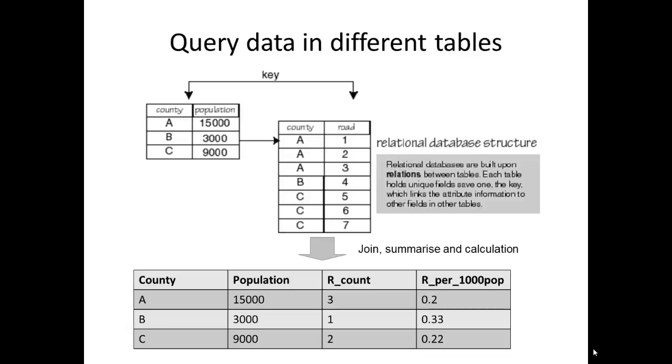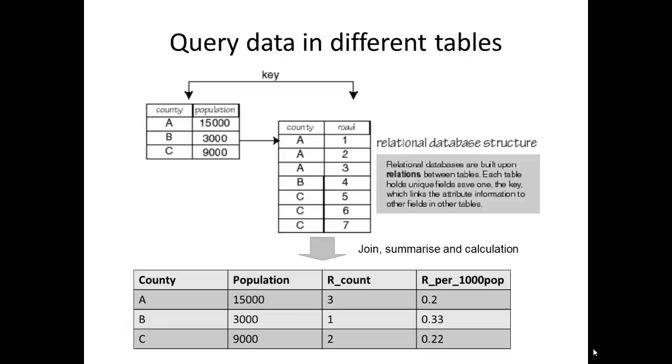So I've got two tables. One table is on the counties, and this is the population of each county. The other tells me counties and which roads are in each county. I want to return the joined information. I want to know for each county what the population is, how many roads there are, and how many roads there are per 1,000 population in this case. So, this table has a field called county, A, B, C, each county has a population. This table tells us which roads are in which county.